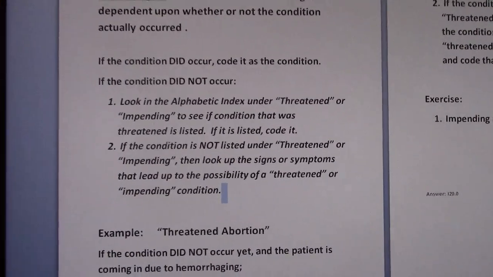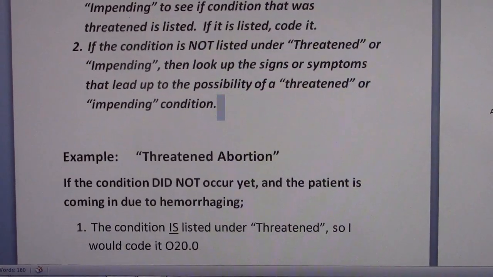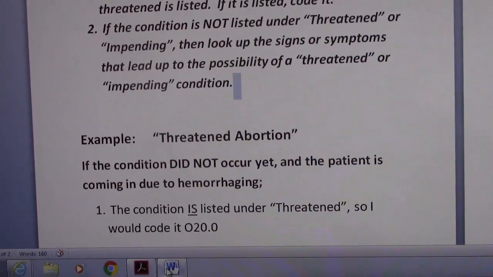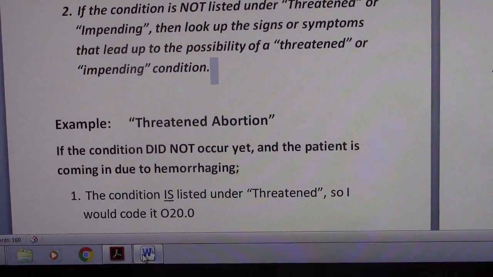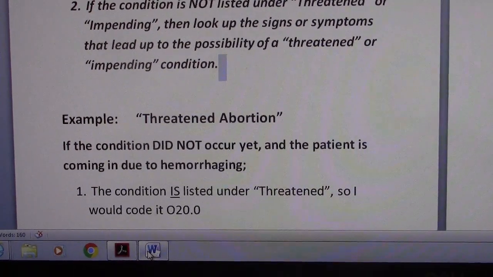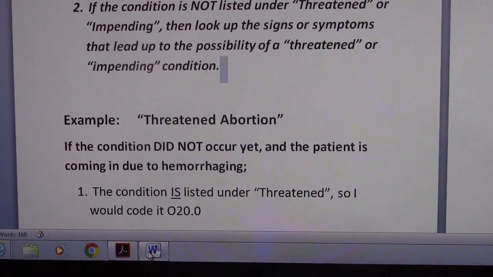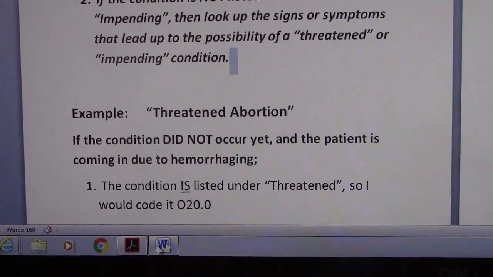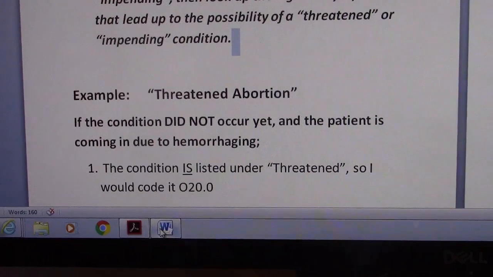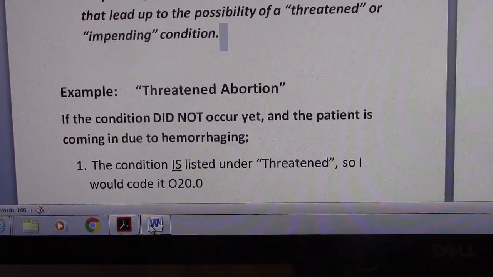All right, let me use an example. Threatened abortion. First thing you do, if your physician says your patient is threatening abortion, if the condition did not occur, they didn't abort yet, but they're threatening, the patient is coming in due to hemorrhaging while she's pregnant, so she is threatening an abortion. One, you look up threatened or impending.